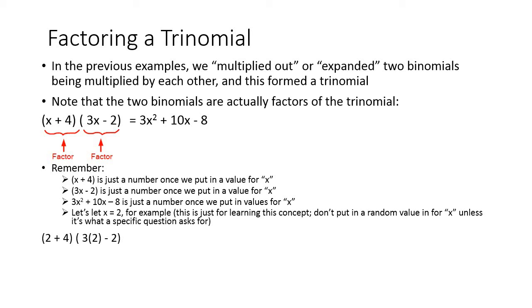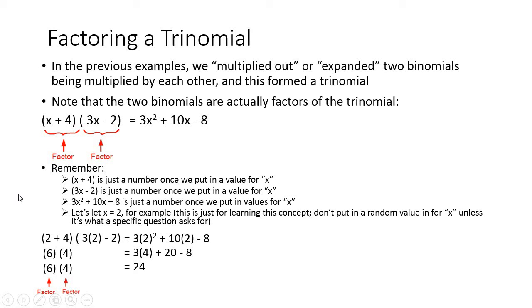So we're plugging in a 2 on the left-hand side and on the right-hand side, and we get 6 times 4 is 24. So again, I've just showed that 6 is like our x plus 4 here, 4 is like our 3x minus 2, and 24 is what this trinomial simplified down to. So just like 6 and 4 are factors of 24, this and this are factors of this expression. So, again, note the similarities between those two equations.